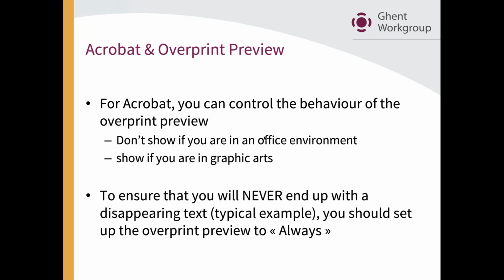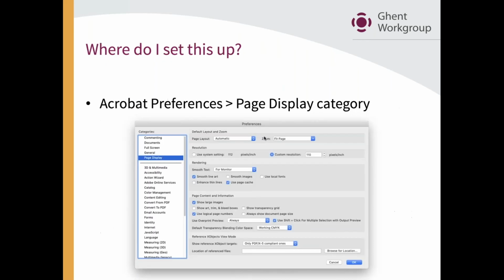So there is a setting that says always, which means that every time you open a file in Acrobat, it will show the overprint. And this is what you have to set up on your machine to be sure that you don't get into those troubles. Where do you set that up? It's in the preferences, in the page display. It's very easy. You have use overprint preview with the different settings, and you just have to choose always.